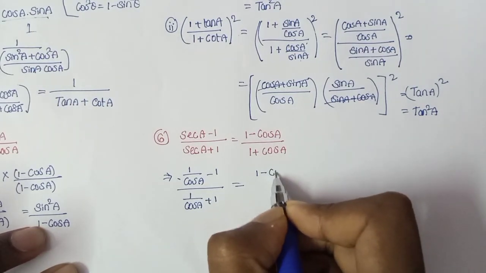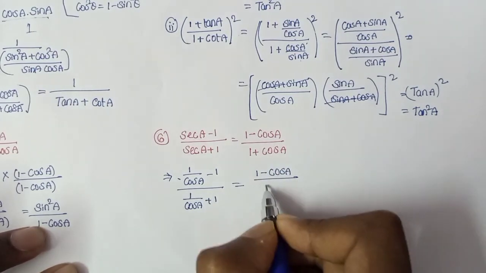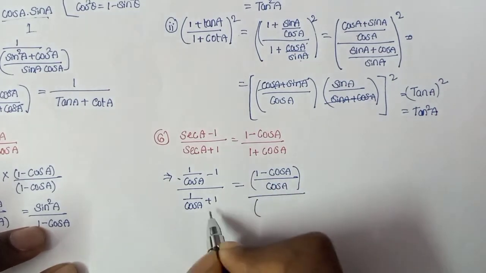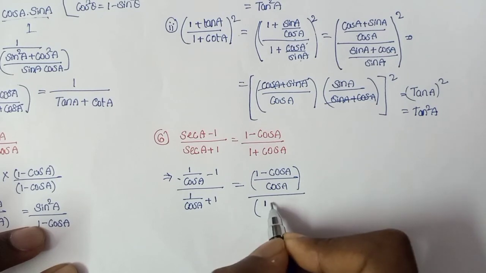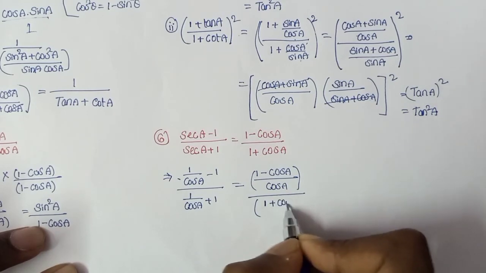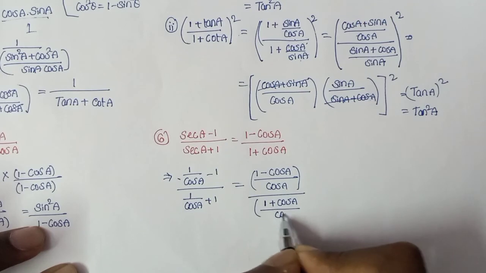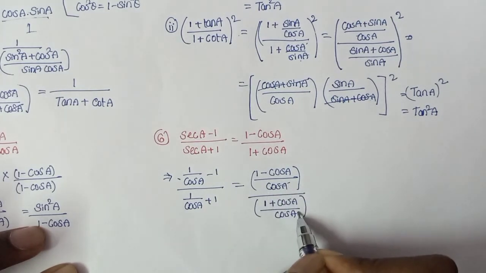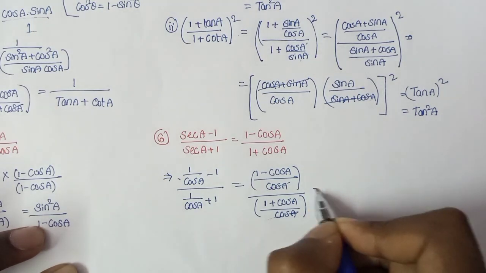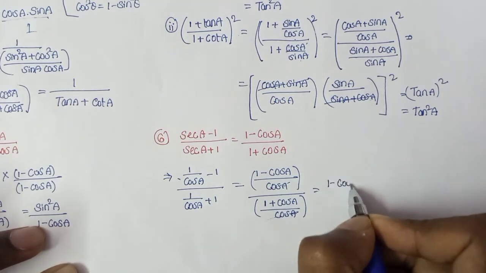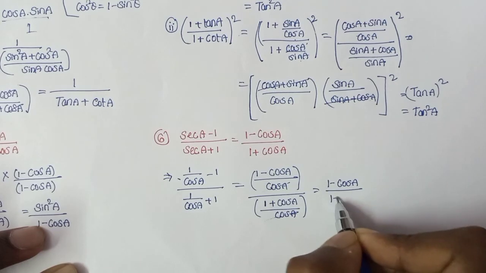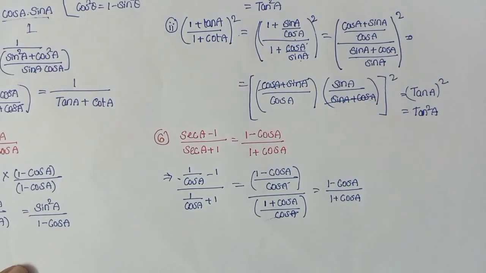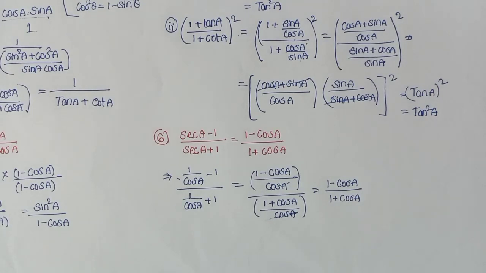If you multiply, what you will get? 1 minus cos A divided by cos A in the numerator. In the denominator, 1 plus cos A divided by cos A. So here in the denominator cos A, here also denominator cos A gets cancelled. You will be remaining with 1 minus cos A in the numerator, 1 plus cos A in the denominator. This is the answer. I hope you understand these problems.